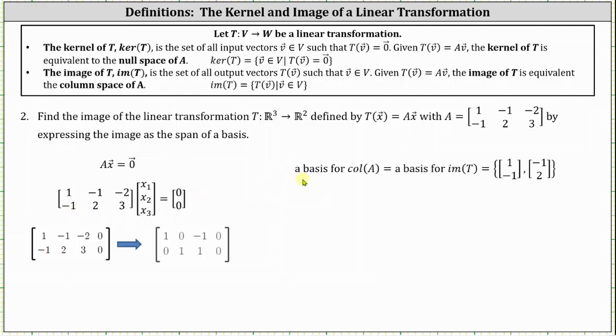So again, now we know a basis for the column space of A, as well as a basis for the image of T, is equal to the set containing the vectors (1, negative 1, negative 1) and (negative 1, 2, ...). Therefore the image of T equals the span of the set containing these two vectors, which indicates all the linear combinations of these two vectors will give us all the output vectors T of vector x, given vector x is in the domain, or in R3. I hope you found this helpful.